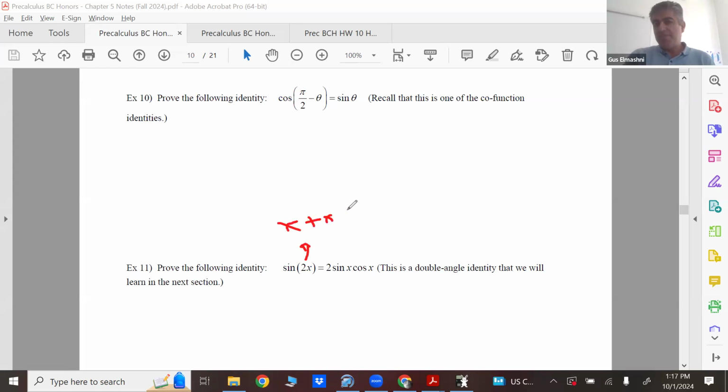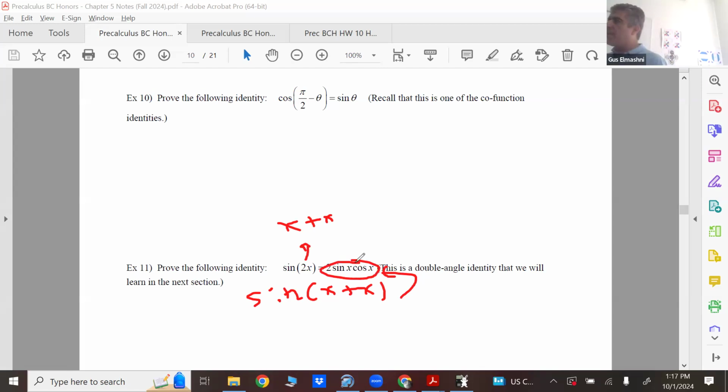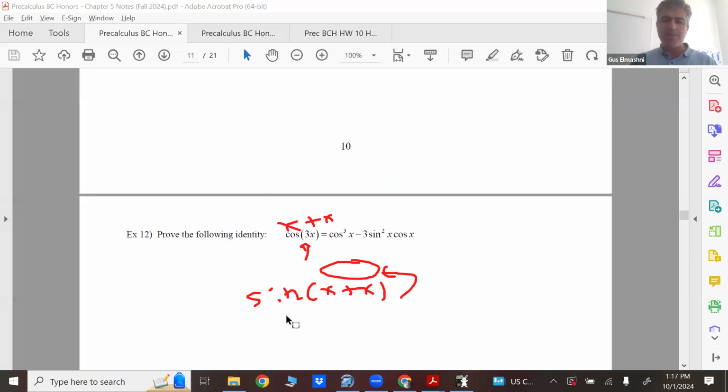x plus x. So if you did something like this here and worked it out, you would wind up getting this. That's why I don't give you double angle identities, because you can verify or prove them from the sum formulas. But we're going to skip those for now. We'll get back to them on Thursday.